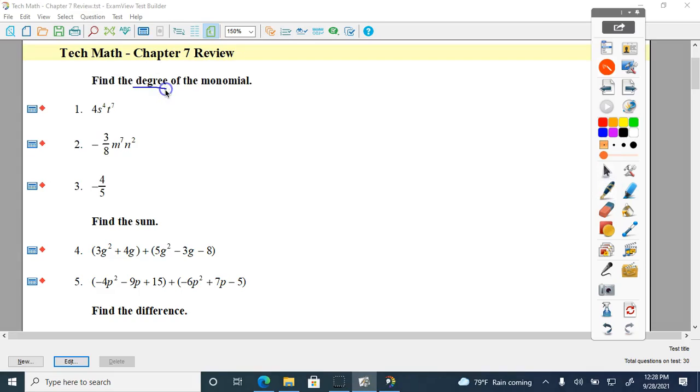Degree. Degree is what referring to? Exponents. If the term has more than one variable, you do what with the exponents? Add them up. So what's the degree of number 1 here? 11. How about number 2? 9. And if there's no variable, it is 0.